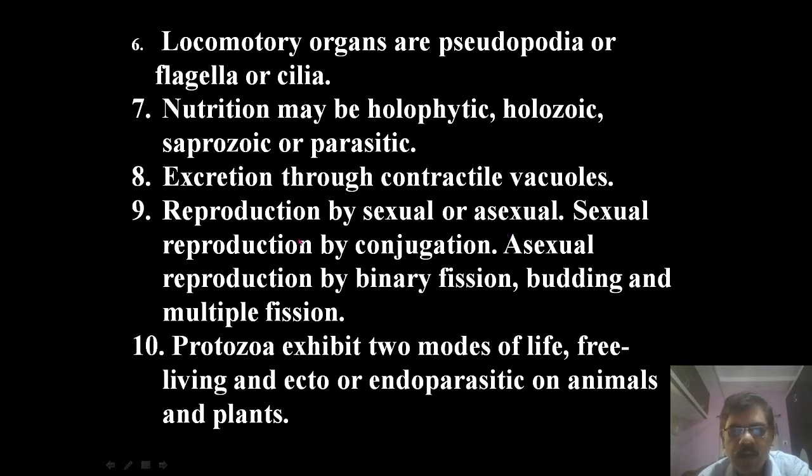Sexual reproduction occurs by different processes, the important one being conjugation. Asexual reproduction occurs by binary fission, budding or formation of buds, and multiple fission. Protozoa exhibit two modes of life, free living and ecto- or endoparasitic on animals and plants. So these are the general characteristics of the protozoa that you have to write down on the writing page.